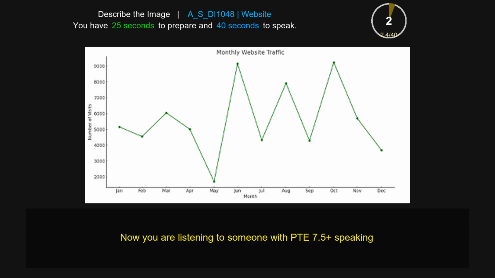The given line graph gives information about monthly website traffic. According to the image, it is clearly visible that the highest value is in June, which is around 9000, and the lowest value is in May, which is around 2000. Overall, the image includes elements such as January to December. The image includes data like 2000 to 9000. To conclude, the graph is very informative and significant. Also, it provides detailed information about monthly website traffic.